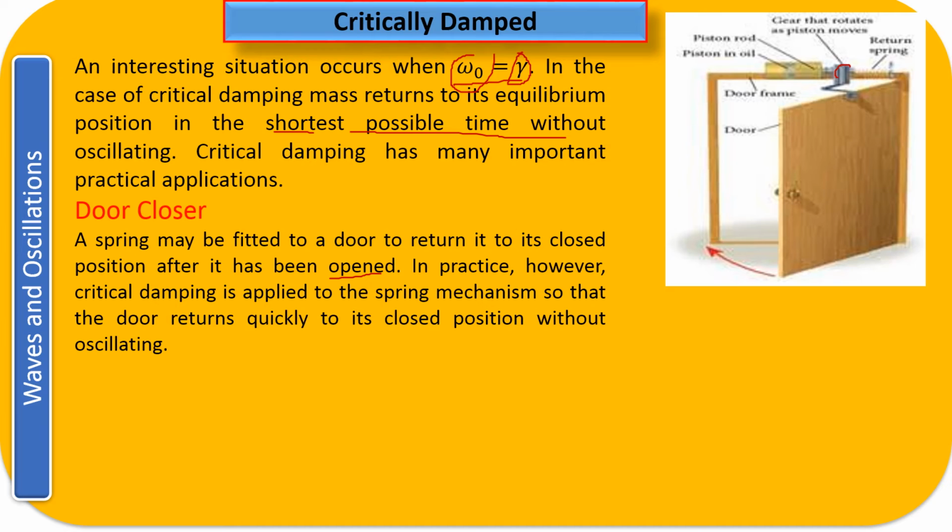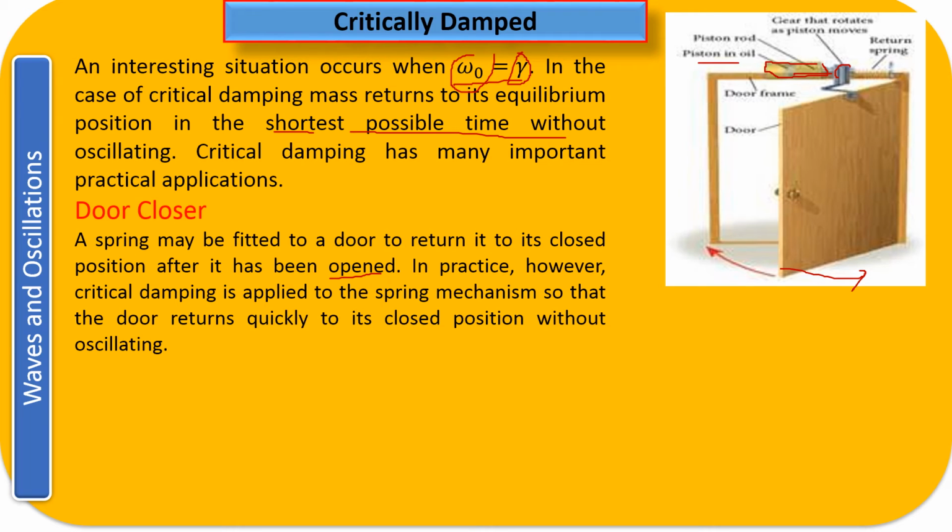And here is one chamber, and this chamber is filled up with some oil. The piston rod will be immersed inside the oil. So this oil is your damping medium, which is going to control the movement of the spring. So the spring is going to be damped with the help of this damping medium, and therefore when you open this door, let us suppose this door has been opened.